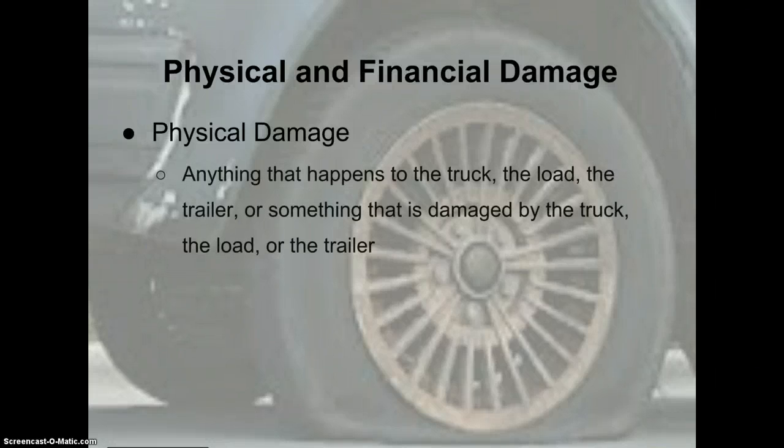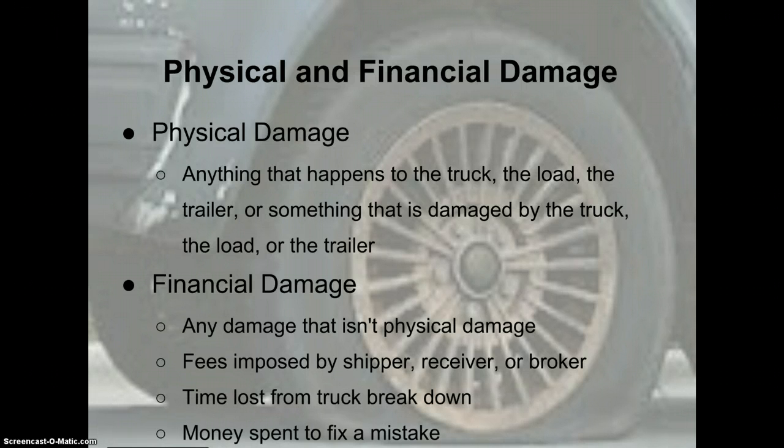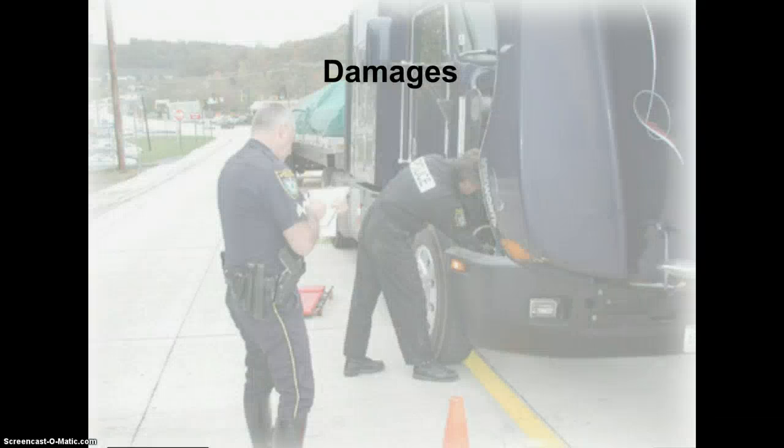Physical damage is anything that happens to the truck, the load, or the trailer, or something that is damaged by the truck, load, or trailer. And financial damage is anything else. It's the fees imposed by the shipper, receiver, or broker. It's time lost from truck breakdown, or the money spent to fix that mistake. You want to avoid all of these types of things, because these damages, either financial or physical, will be assigned to the drivers.